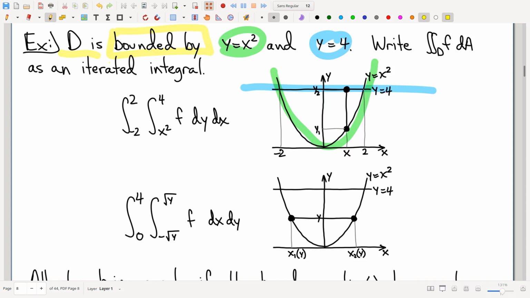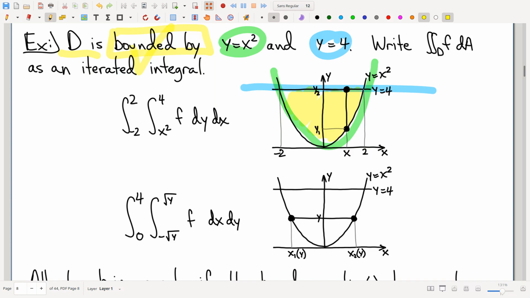This terminology means two things. It means that we're looking for something whose boundary comes from those two curves. But we also need something that is literally bounded. Bounded means that you can put a fence around it. You can put it in a box. You can circle it. Right? It doesn't run off to infinity in any direction.